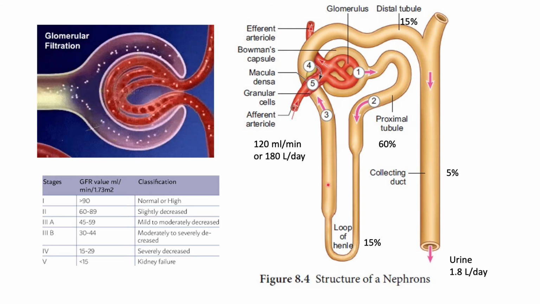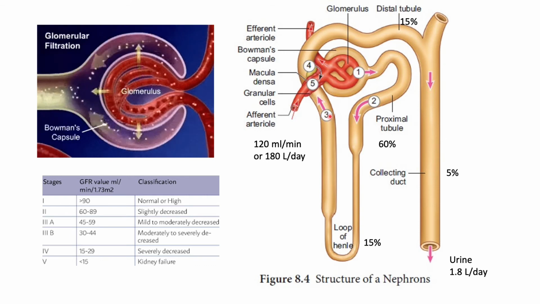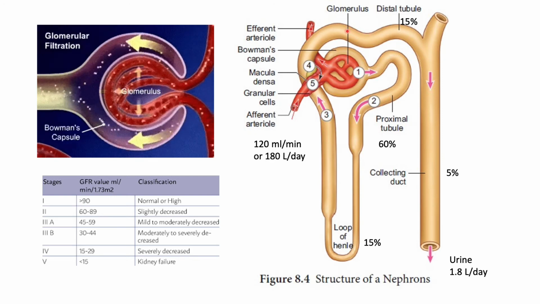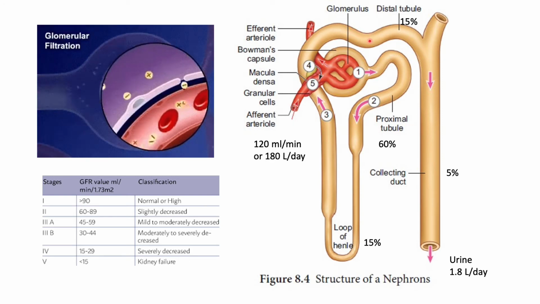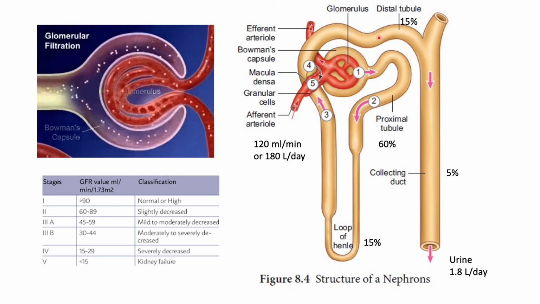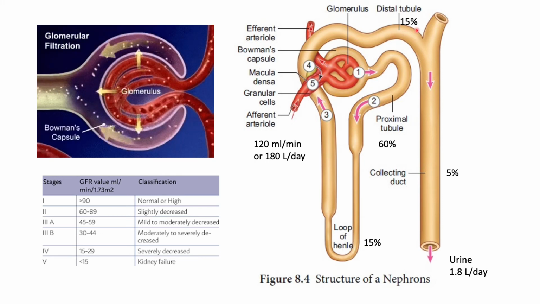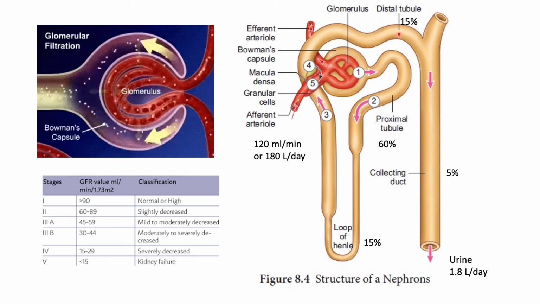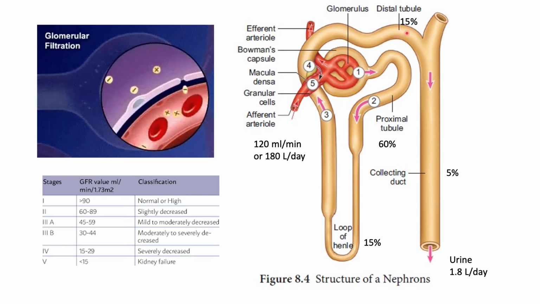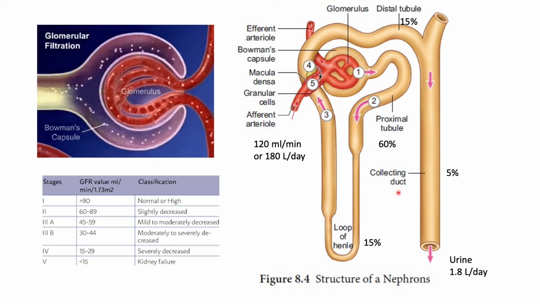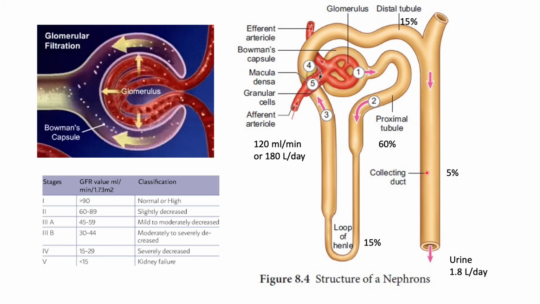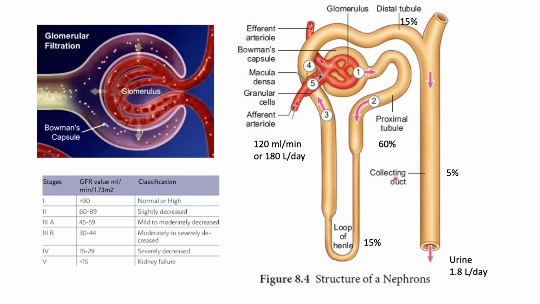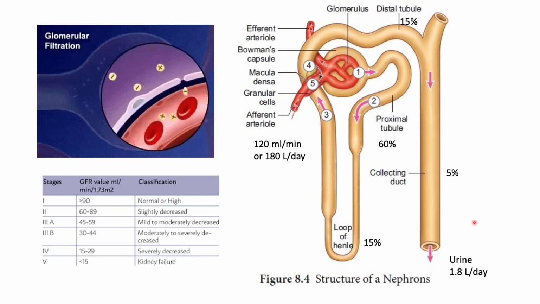So by the time the filtrate passes through the loop of Henle and goes to the distal tubules, it will already be concentrated urine. Now, when it arrives at the distal tubule, around 15% of that will again be reabsorbed. And then after the distal tubules, it will go down to the collecting duct, where again another 5% will be reabsorbed, producing urine.